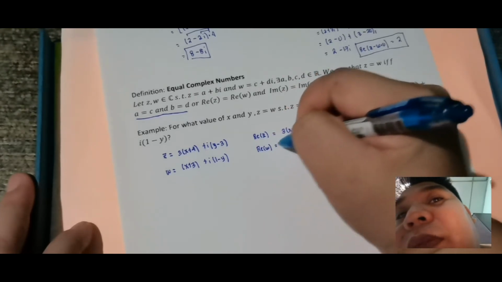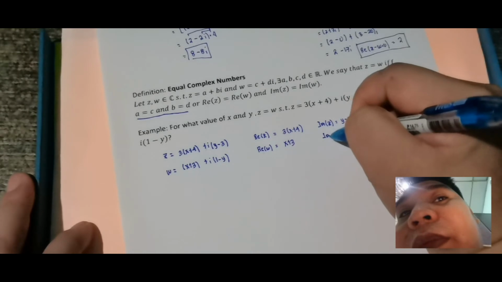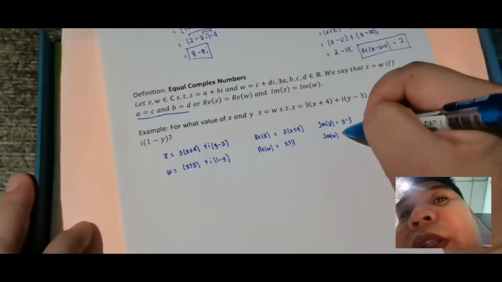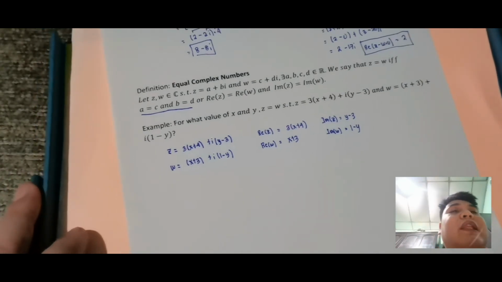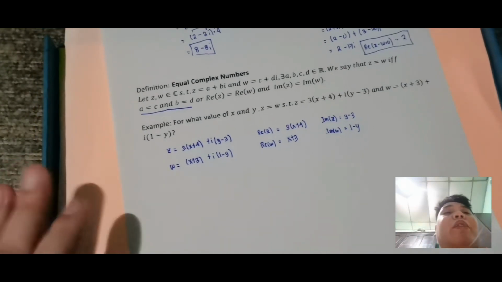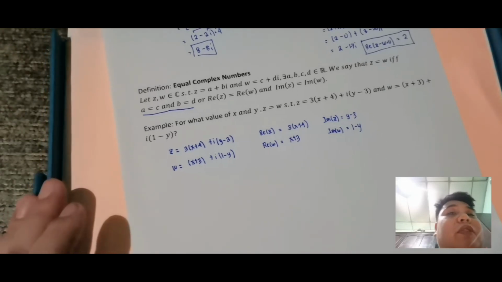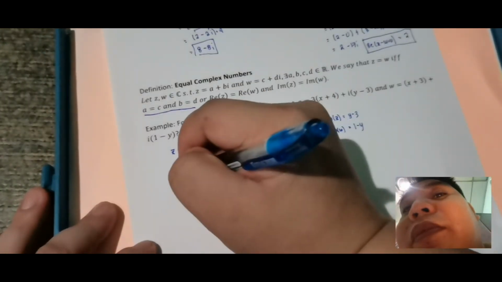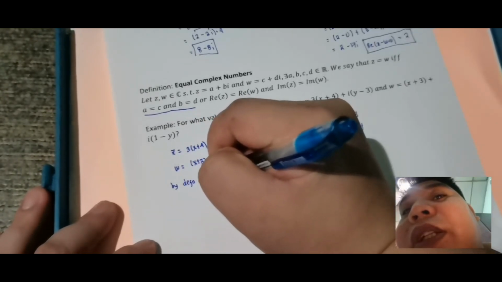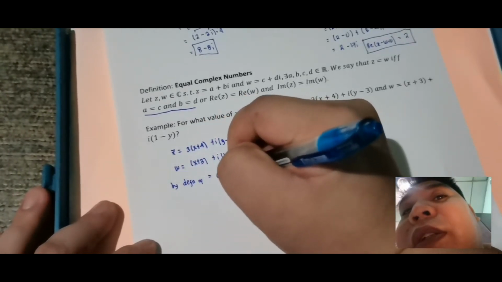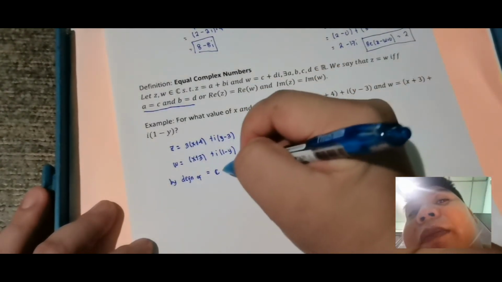Okay, so the real part of w is x plus 3 and the imaginary part of w is equal to 1 minus y. Okay, so ang goal natin, hanapin natin yung value na x and y in which magiging equal yung dalawang complex number natin, z is equal to w. So by definition of equal complex number, okay, so equal complex number natin.